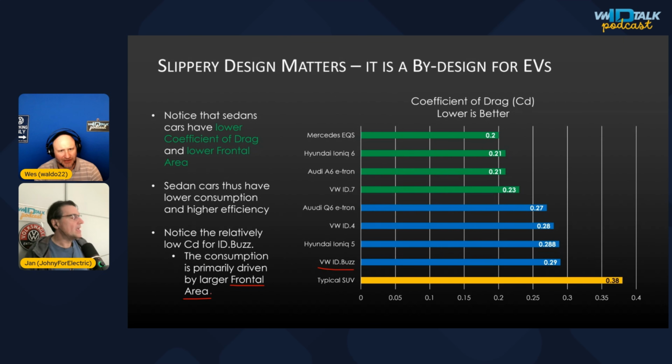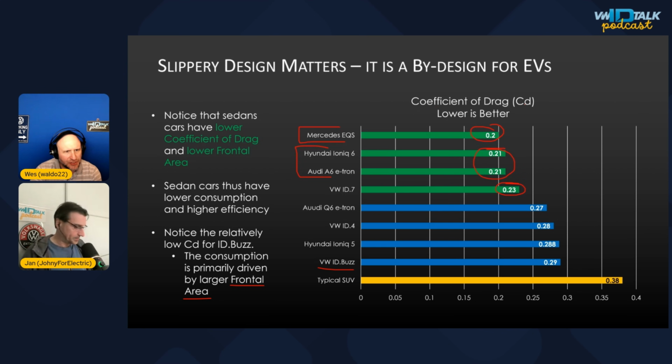And then when we talk different car style, like sedans, when you see what Mercedes was able to do with EQS, like 0.2. Ioniq 6 and Audi e-tron, they're 0.21. And even ID7. These cars have even better consumption because they have the lower frontal area, and the manufacturers were also able to make the coefficient of drag lower.